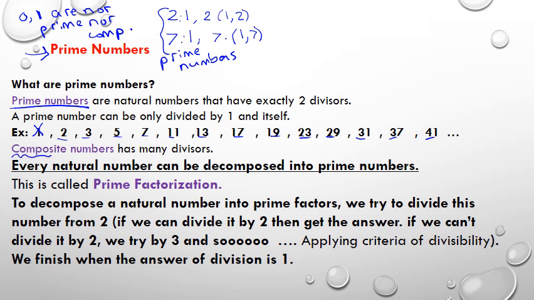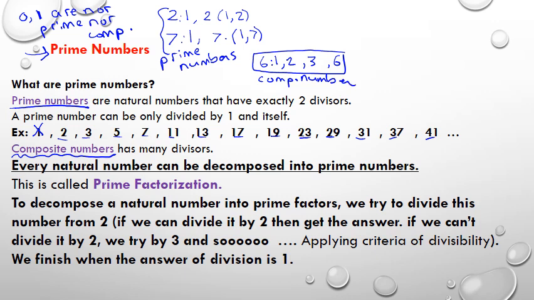The second kind of numbers that we'll talk about today is the composite numbers. Composite numbers have many divisors. For example, if we take the number 6, let's see what are the divisors of 6. 6 divided by 1 gives us 6. If we divide 6 by 2, it will give us 3. If we divide 6 by 3, it will give us 2. So the divisors of 6 are 1, 2, 3, 6. Because 6 has many divisors other than 1 and itself, we call 6 a composite number. We have so many composite numbers.